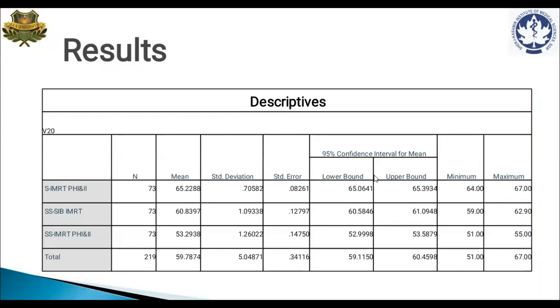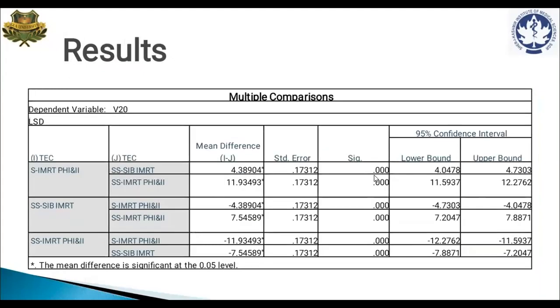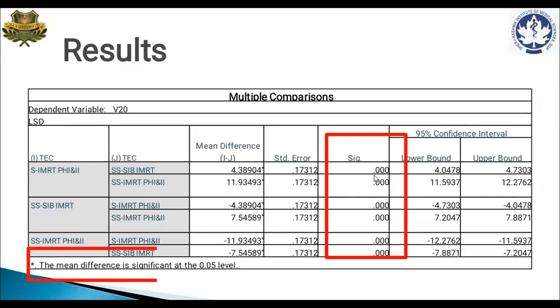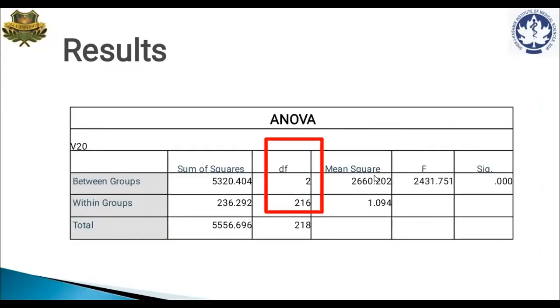These are the descriptives, that is the mean and the standard deviation, found by one-way ANOVA. This is the significance level found on the intercomparison of the three techniques. The difference was quite significant. These are the one-way ANOVA results.